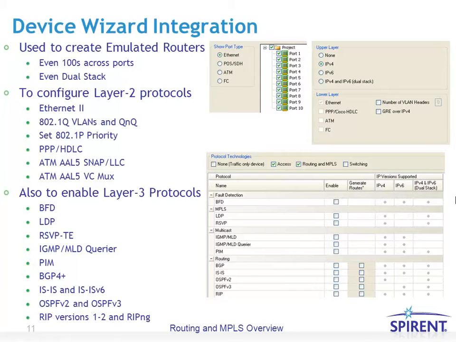So, device wizard integration. You can create emulated routers via the device wizard, and you can create hundreds across multiple ports, all within one wizard session, even enabling dual stack support at the time for the protocols that support it. Via the device wizard, you can configure the layer 2 protocols depending on the port type. You can add VLAN IDs and so on. You could also enable one or more layer 3 protocols at once.